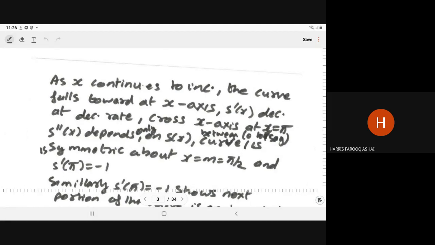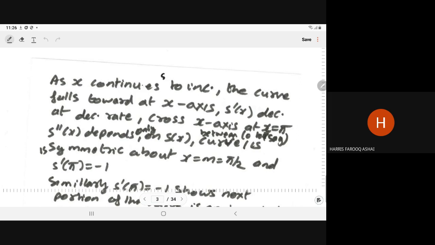Now, since we have s double dash is equal to minus of s, and s is decreasing, s double dash in magnitude is also decreasing.